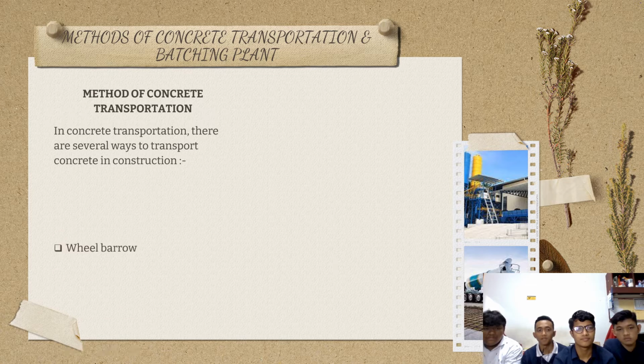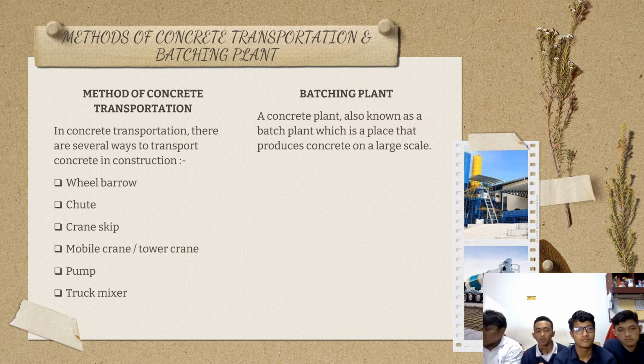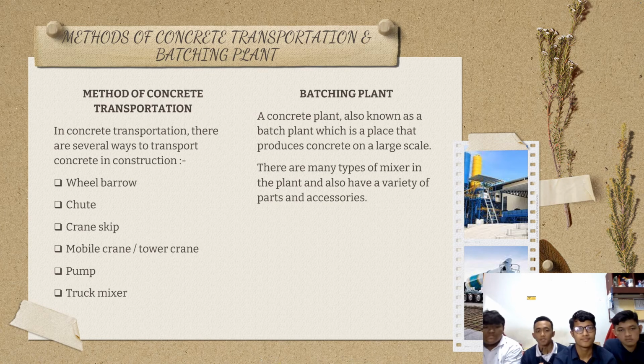Here are some methods of concrete transportation. In concrete transportation, there are several ways to transport concrete in construction. For example, wheelbarrow, chute, crane skip, mobile crane or tower crane, pump, and truck mixer. For batching plant, a concrete plant, also known as a batch plant, is a place that produces concrete on a large scale. There are many types of mixer in the plant and also a variety of parts and accessories.